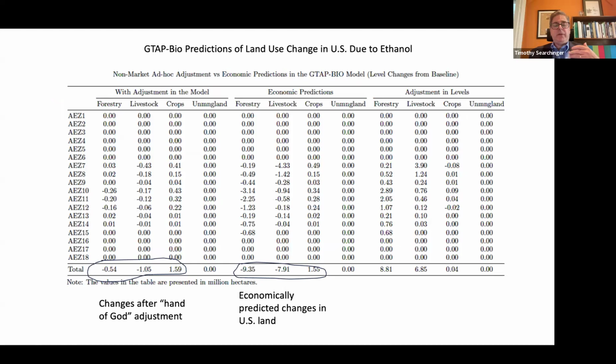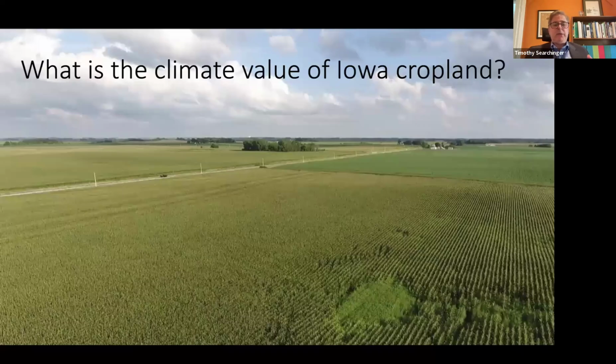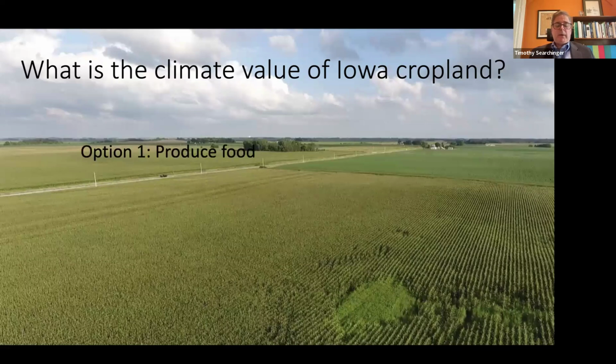So the reason for all of this stuff is that the actual thousands of economic parameters you would need to program the model on an empirical basis don't exist. So, practicality too. Okay, so now the question is, how should we evaluate land? What's the climate value of Iowa cropland? Well, I would submit that one of its big values is to produce food. In a world that needs more food, and we want to avoid clearing more land, probably the highest value of Iowa cropland is to produce food.